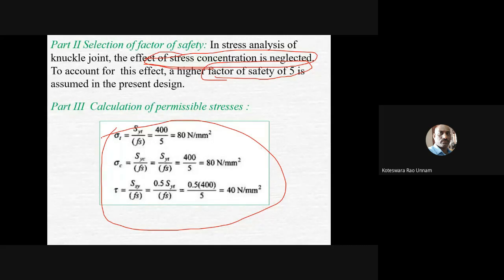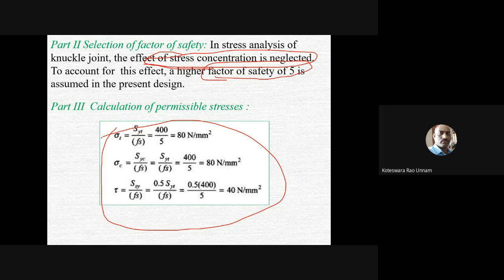So sigma T is SYD by Fs. SYD is given as 400, and 400 by 5 is 80 MPa. Sigma C: we made the assumption that the strength in tension as well as compression is the same, so your sigma T and sigma C should be the same. Or else sometimes, generally we take sigma C as 1.2 times sigma T. Whatever you assume, you need to state that in the problem. Tau is nothing but SYS by Fs.